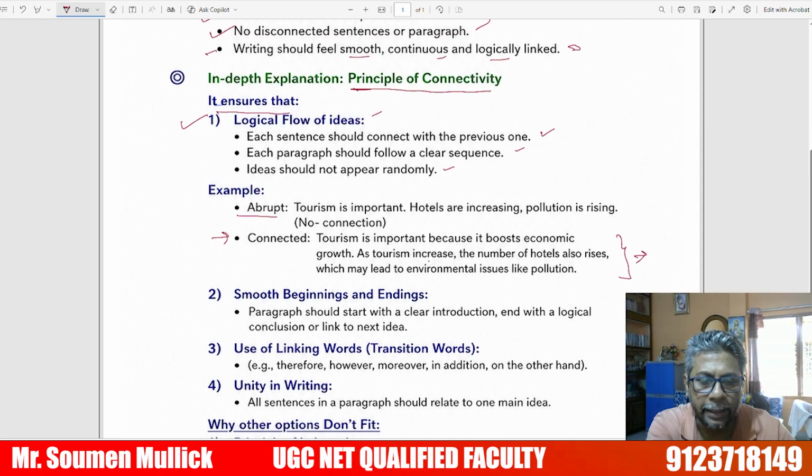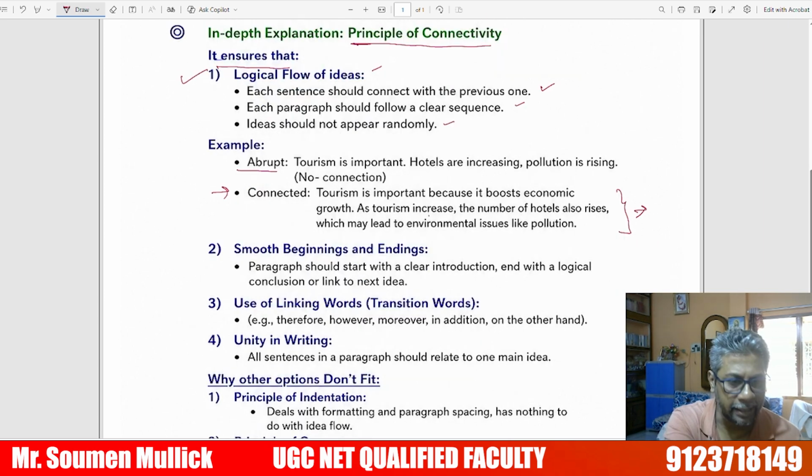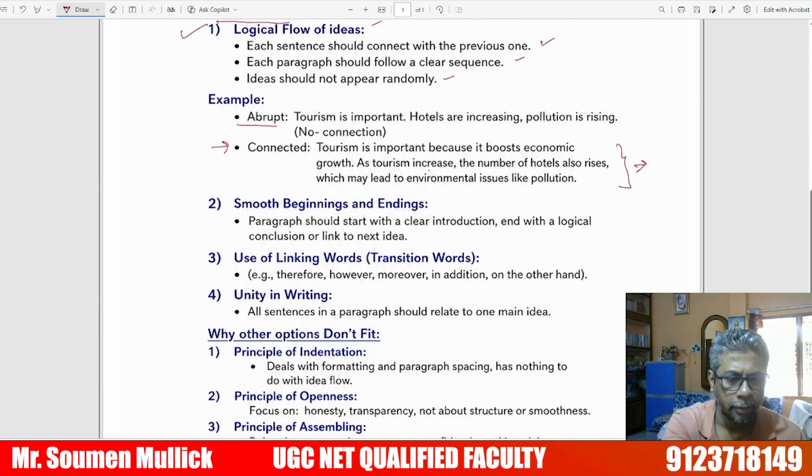A smooth beginning and ending is another important part. A paragraph should start with a clear introduction and end with a logical conclusion or link to the next idea. Use linking words, called transition words, for example: therefore, however, moreover, in addition, on the other hand. Unity in writing: all sentences in a paragraph should relate to one main idea. That is called the logical flow of ideas.